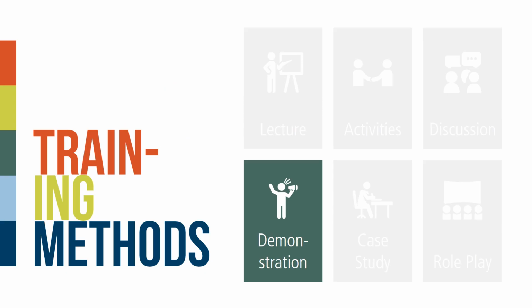In demonstration, participants are shown the correct steps for completing a task, or are shown an example of correctly completing a task. This method is a visual display of how something works or how to do something. As an example, the trainer shows the trainees how to perform or how to do the tasks of a particular job. In order to be more effective, demonstration method should be accompanied by discussion or lectures.